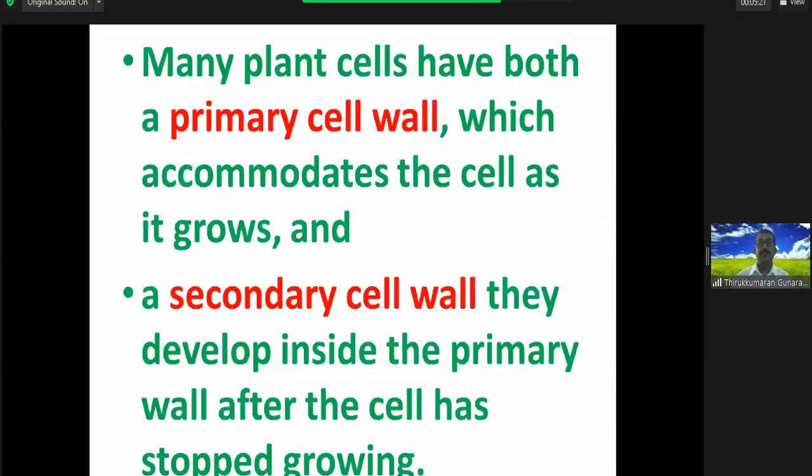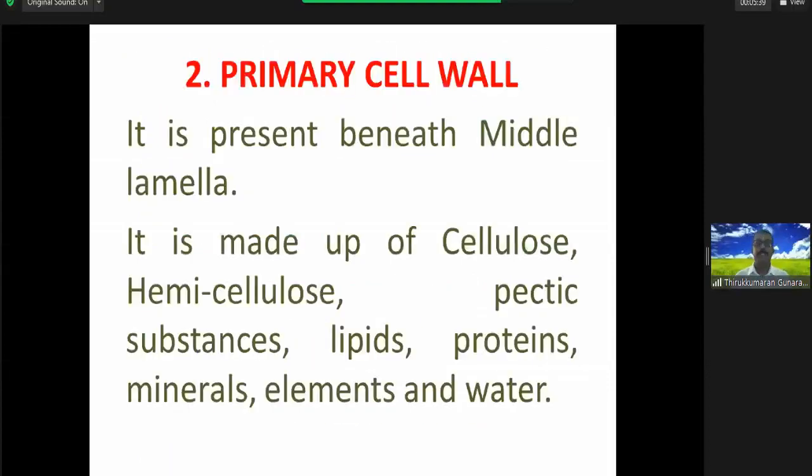That's the primary cell wall and the secondary cell wall. In the secondary cell wall, the lignin will be there. While growing, the cell is not very strong. After growing, the secondary cell wall forms, and that gives strength to the plant cell wall.